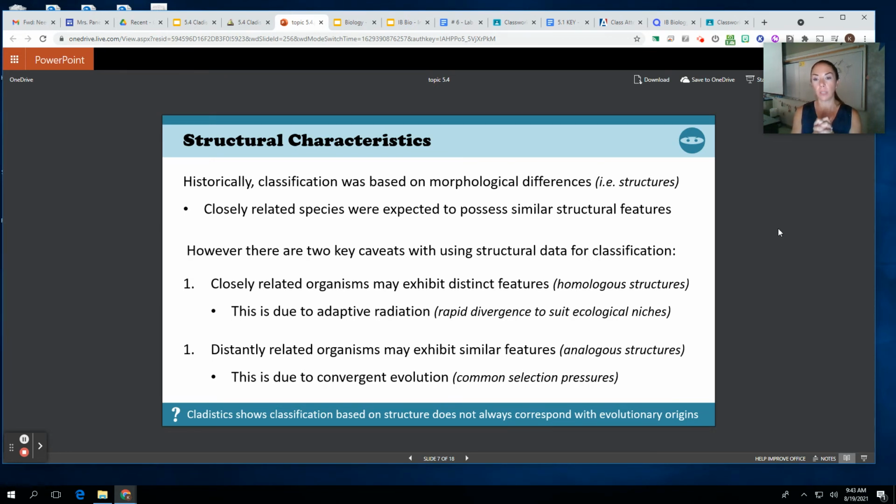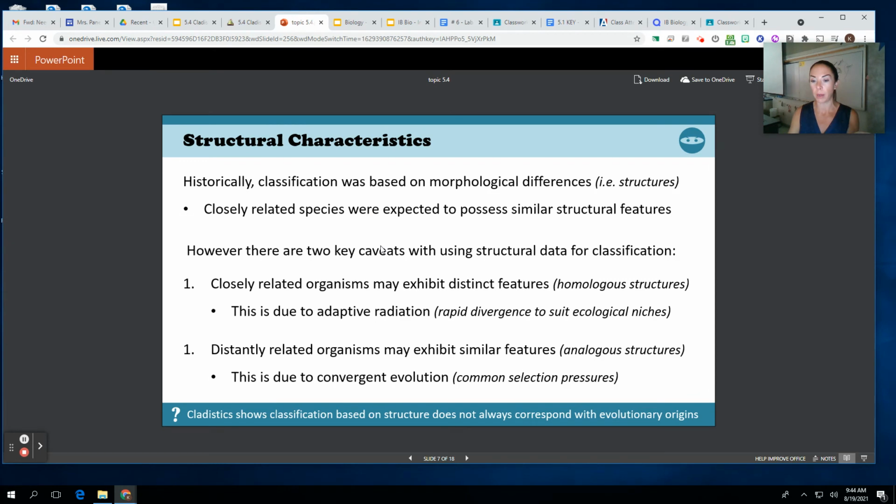We have already looked at structural differences called the homologous and the analogous, right? So historically, classification was based on their structural differences. We talked about how technology has changed, and therefore now we can look at molecular, but because we are looking at structures, we can get some type of error. So the closely related species were expected to have similar features.